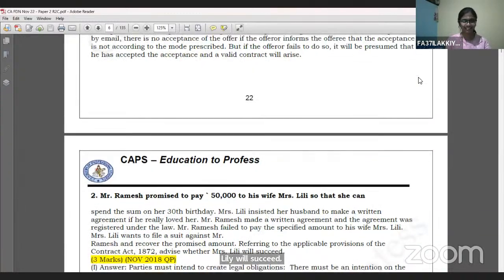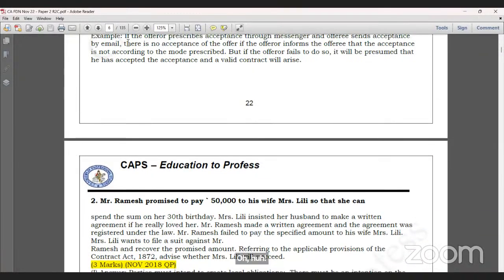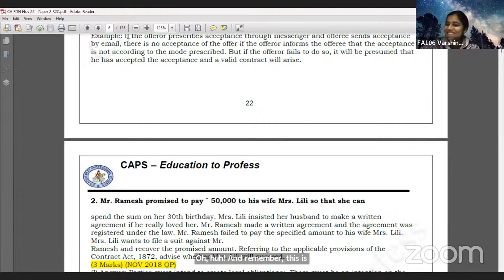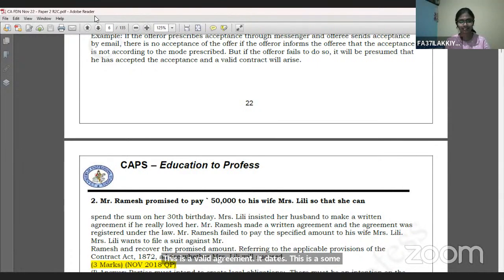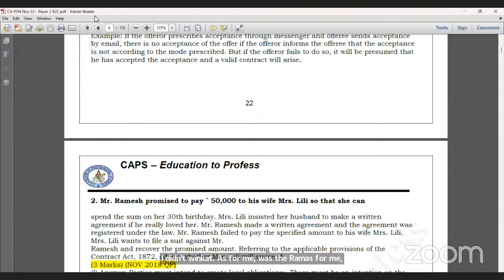Remember, this is a case of Balfour versus Balfour. Balfour versus Balfour is a social agreement, it is null and void. But this is a valid agreement. Remember, I did Venkataswamy versus Ramaswamy, natural love and affection. If a contract is made out of natural love and affection, and it is written and registered, then the contract is valid. Here they mention it is registered, it is written, and it is made out of natural love and affection.